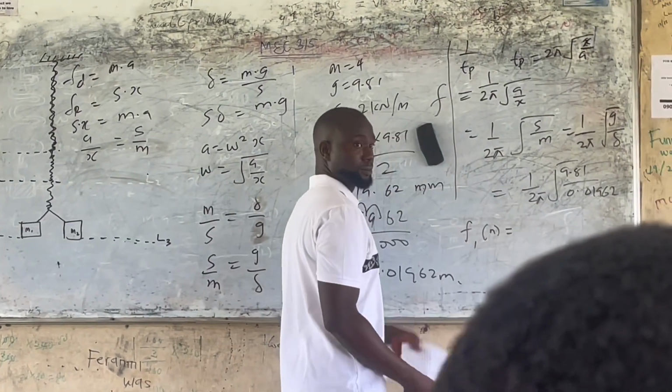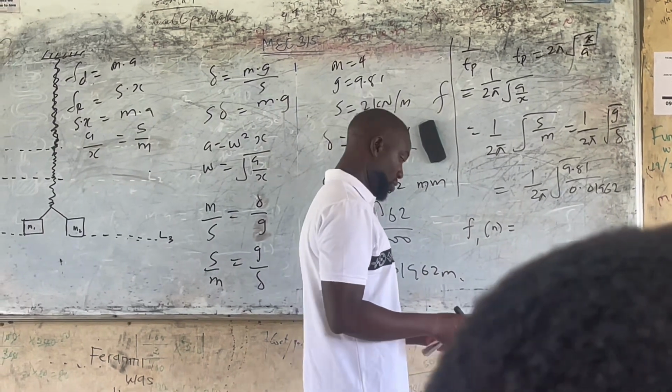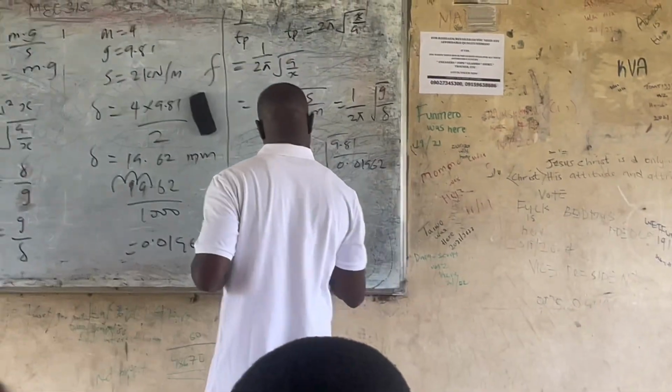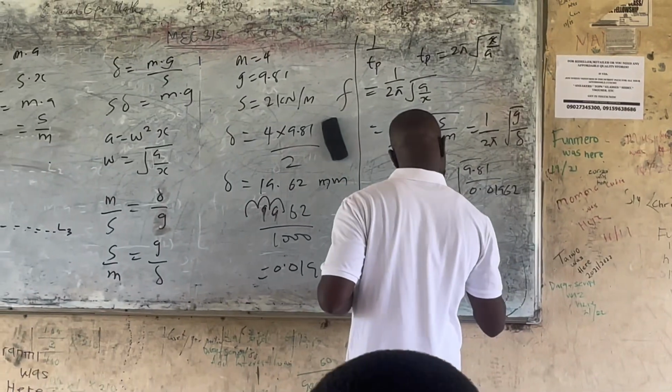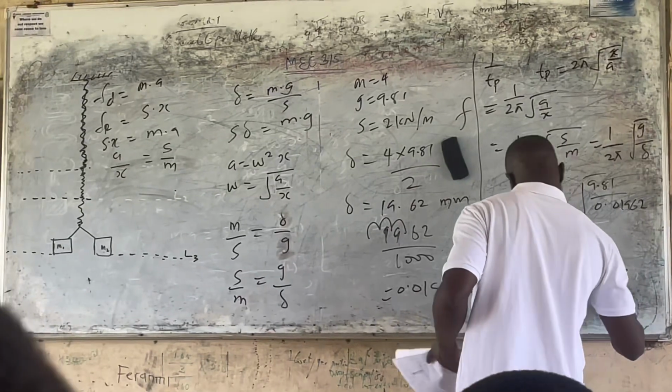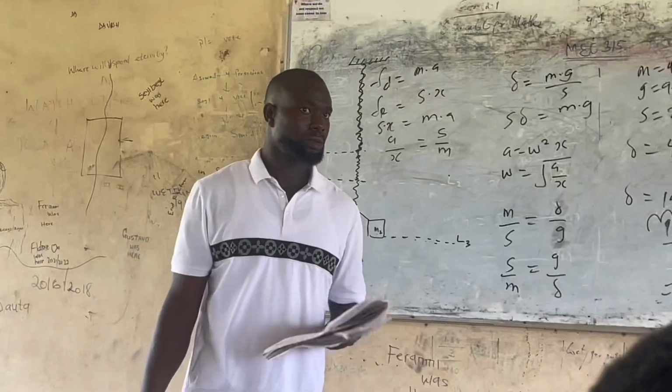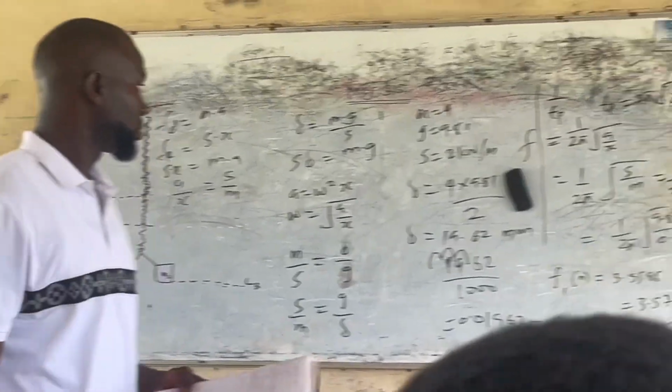What's the answer? Calculator. 22.36. Where did you get 22? That's the answer.